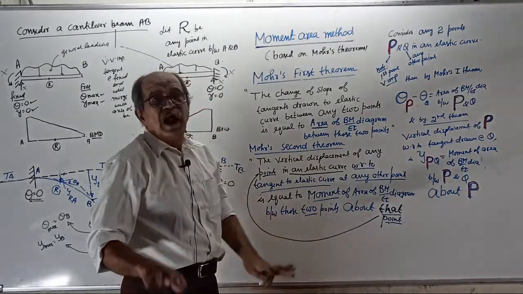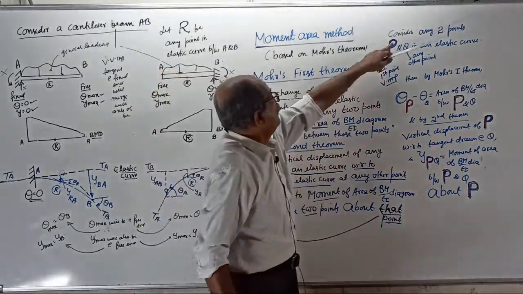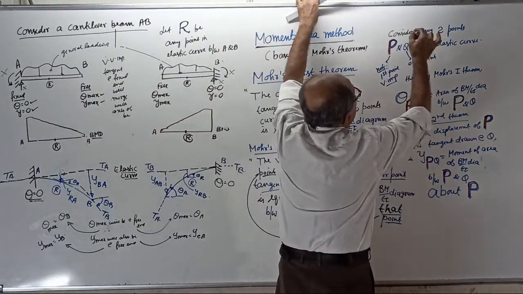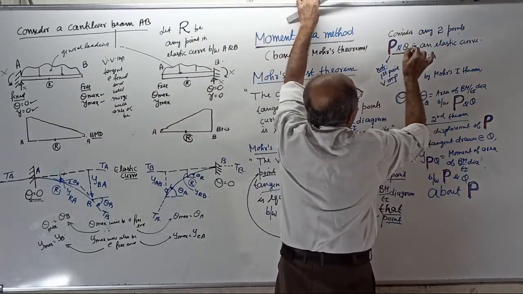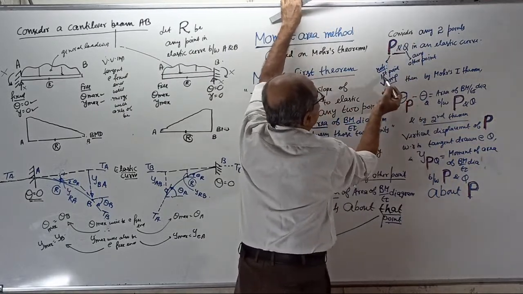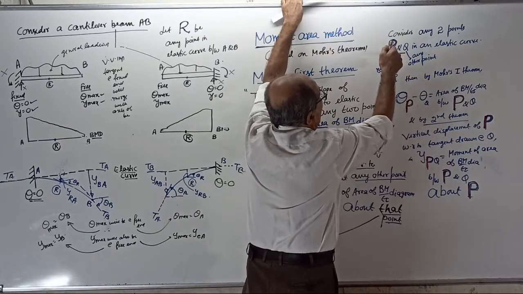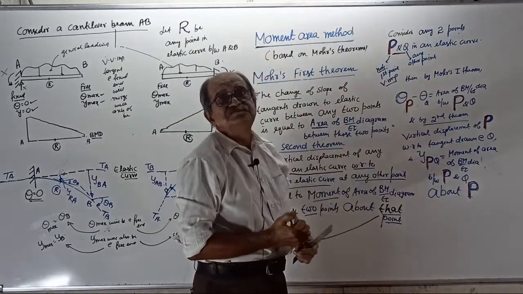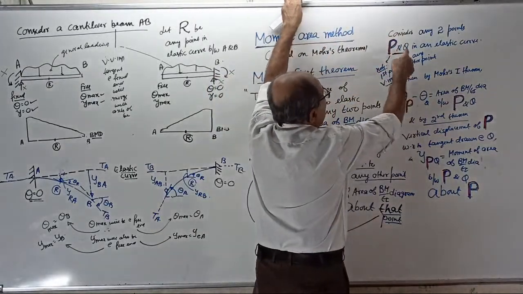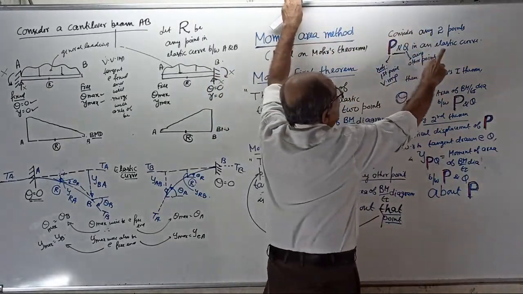Now, to understand correctly, see, one simple example. Consider any 2 random points P and Q. See, I am highlighting P. Note, the first point, very important. I used red color for that one. It is the critical point, P. Q is any other point in the elastic curve.